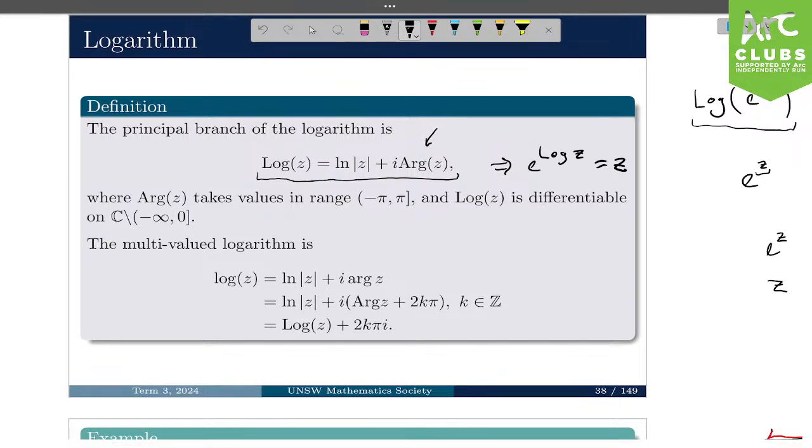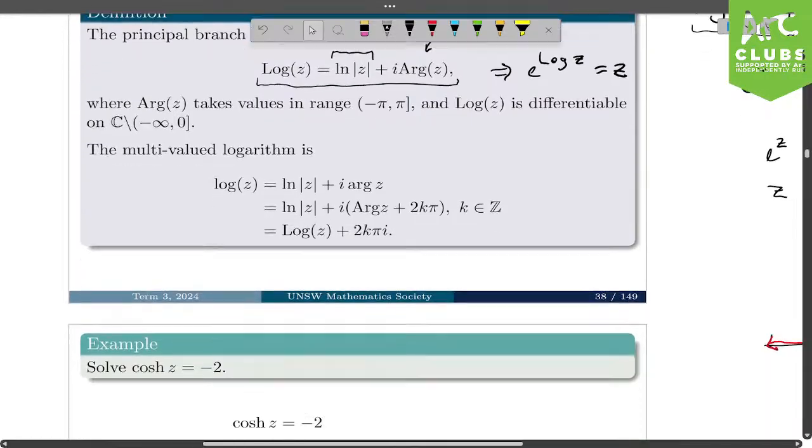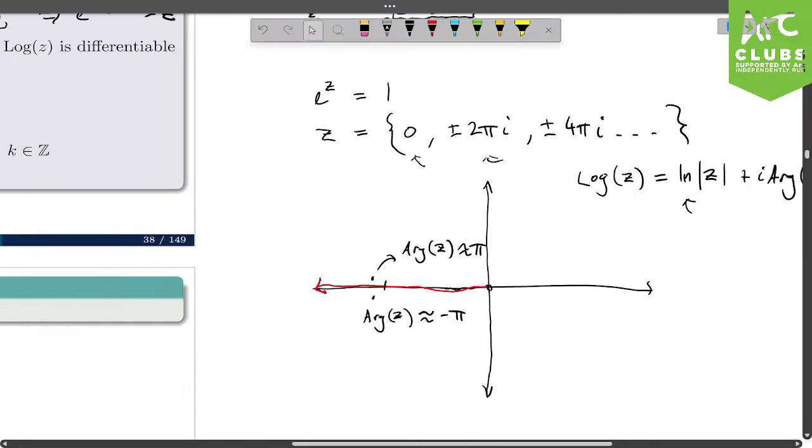It takes in almost any input besides 0, because then this natural log of the modulus of z would not be defined. And it's differentiable everywhere except along that ray where it's discontinuous, which is called the branch cut. I'll write that here.